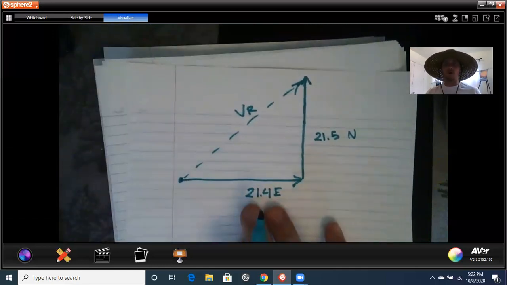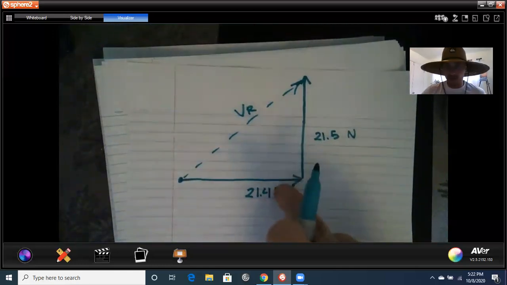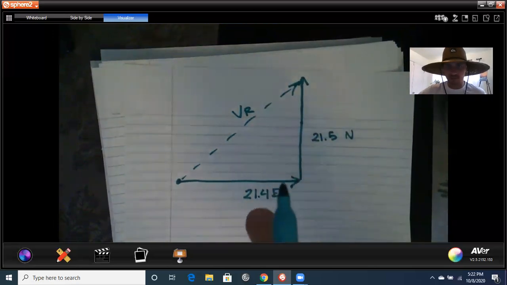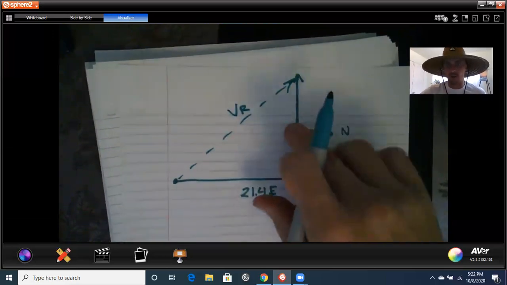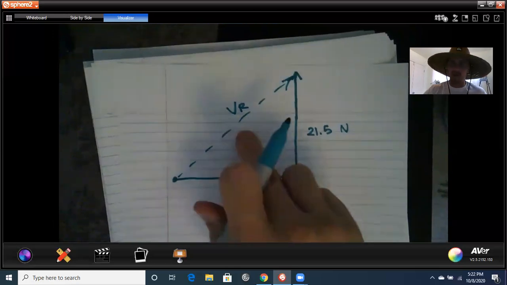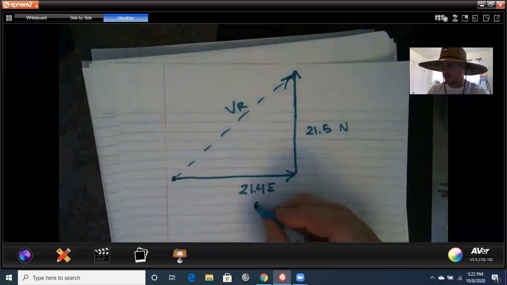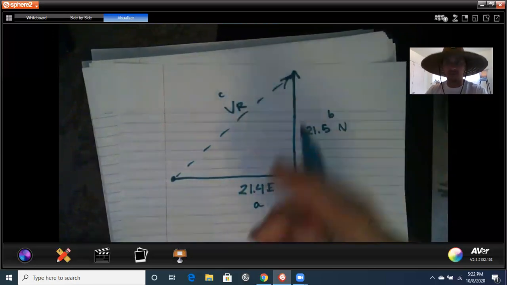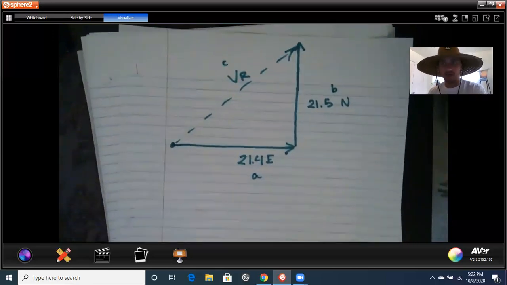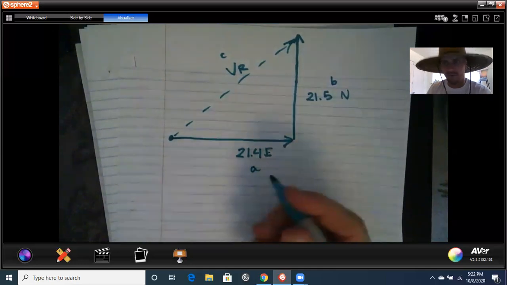So redraw your triangle with your sum of the x's and your sum of the y's. This is your x, this is your y. Together, those two components make up the answer that you're looking for. And it really becomes obvious that this is the A, this is the B, and this is the C for our Pythagorean theorem, right?